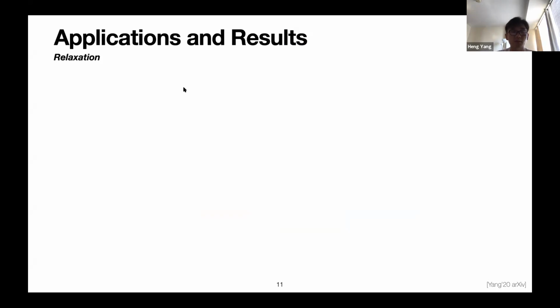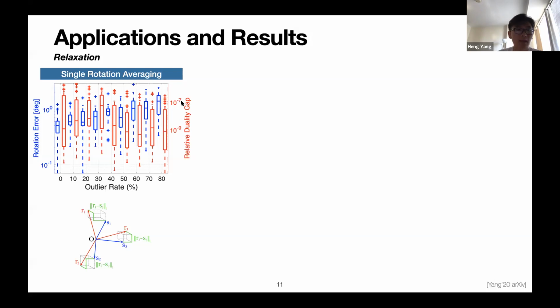The first result I'm going to show is how well relaxation performs in the presence of outliers. Here I'm showing a plot where on the x-axis I'm showing an increasing number of outliers, and on the left axis, highlighted in blue, I'm showing the rotation estimation error in degrees. And on the right axis, I'm showing the relative duality gap. You can take it as the suboptimality gap of the estimate with respect to the global optimal solution.